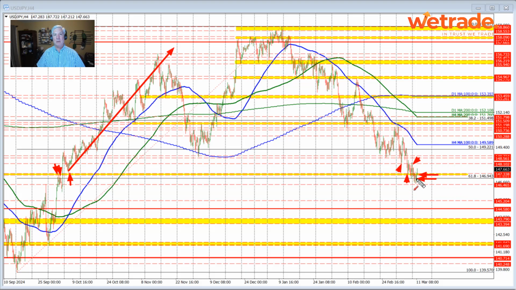Other traders thinking for a rebound in this currency pair might look toward the 61.8% retracement. We tried twice to get below that level here and here in trading this week. Each time the price failed.